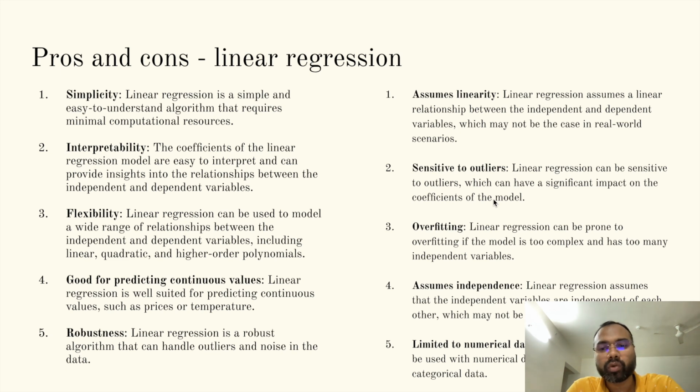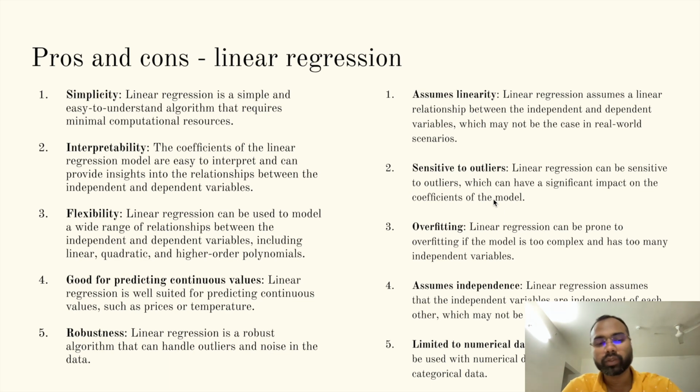Overfitting: it can be prone to overfitting if the model is too complex and has too many independent variables. So either we try to reduce the number of independent variables, or maybe increase the size of the training data. Okay, now it assumes independence, that it does not consider that one feature can be dependent on other features, right? There may be chances that the number of rooms of a house is dependent on the total carpet area, but it cannot consider that kind of factor. Limited to numerical data: it cannot handle categorical data, but if we can convert categorical information into the numerical format, then it can handle it.